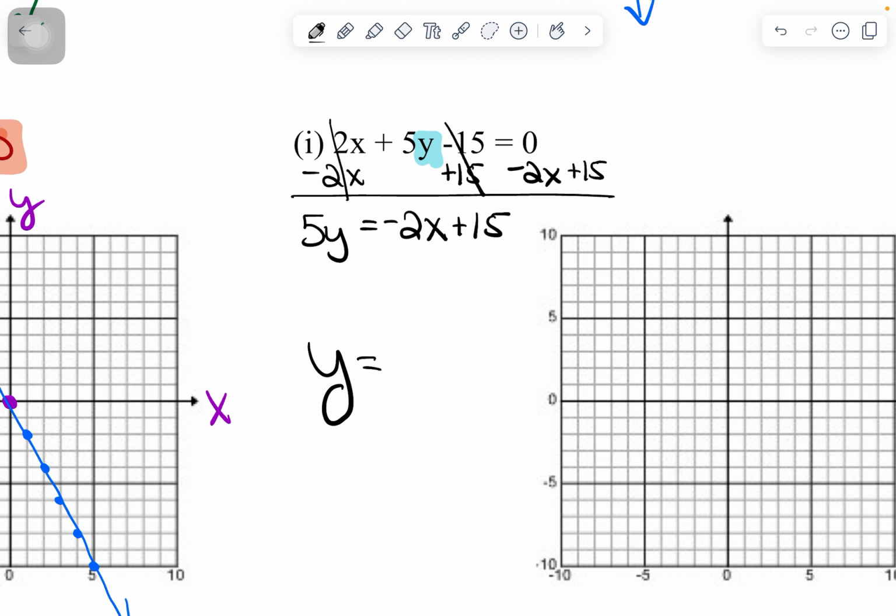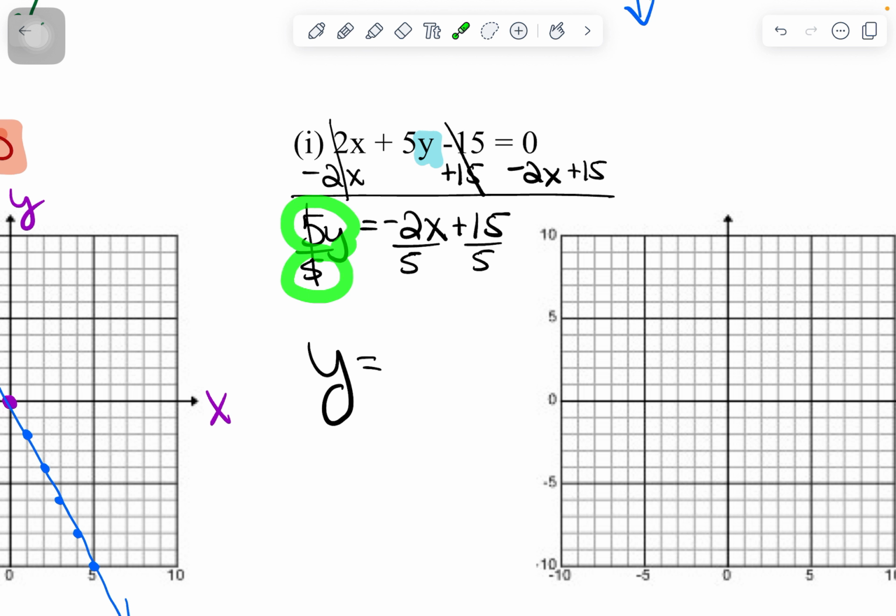Okay, now we've got y, the variable y on this side, but it still has a coefficient. So let's go ahead and take that coefficient out by dividing. But when you divide, you must divide every single piece of the problem by that 5. So every term has to be divided.